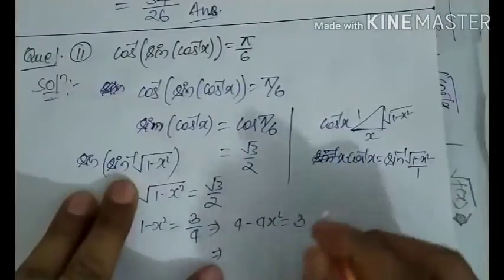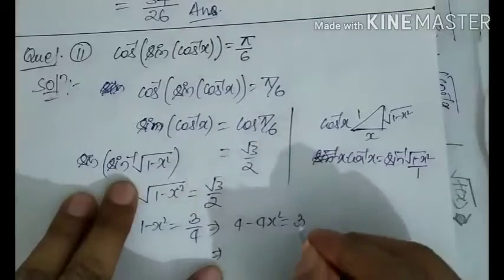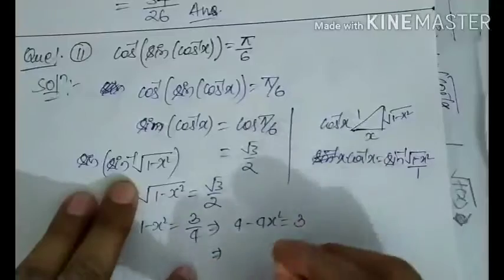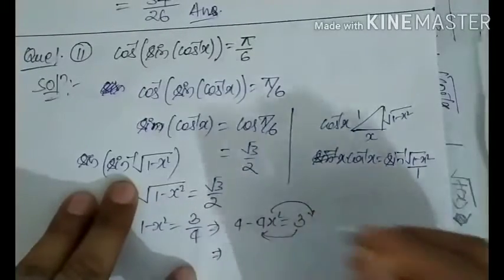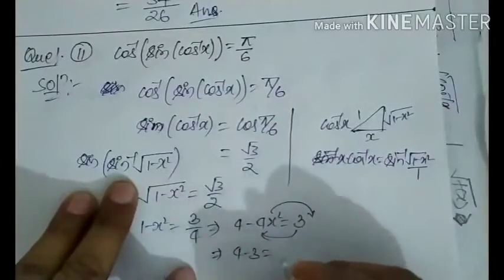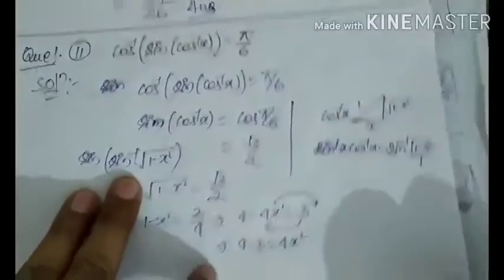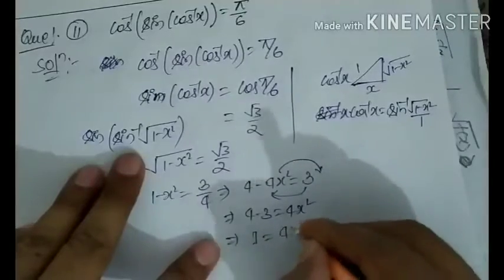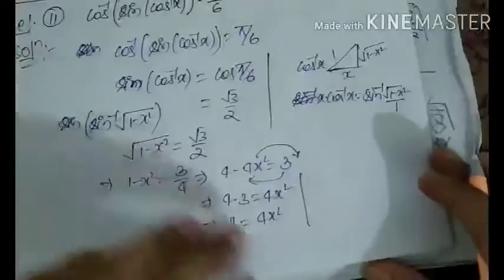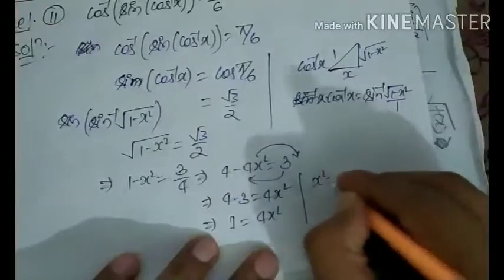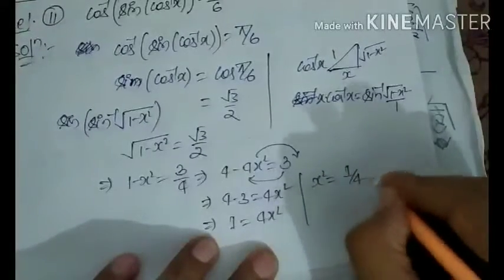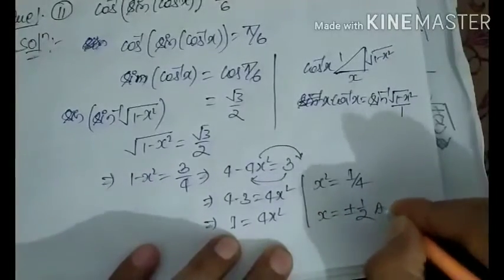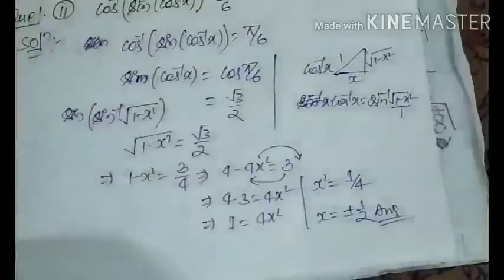This will become: I'm going to take 3 to the right side and 4x square to the left side, like this. Then 4 minus 3 is equal to 4x square, which is 4 minus 3 will be 1, is equal to 4x square. Okay, so x square is equal to 1 by 4, that's why x will be equal to plus minus 1 upon 2. This is our answer. Okay, students.